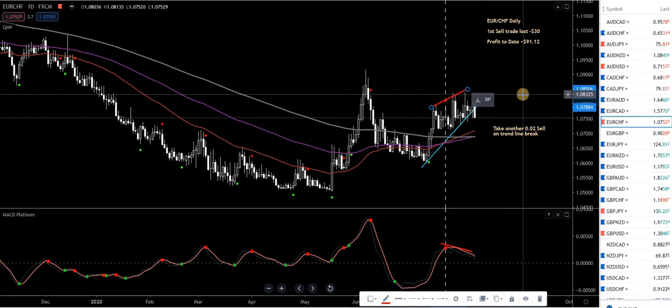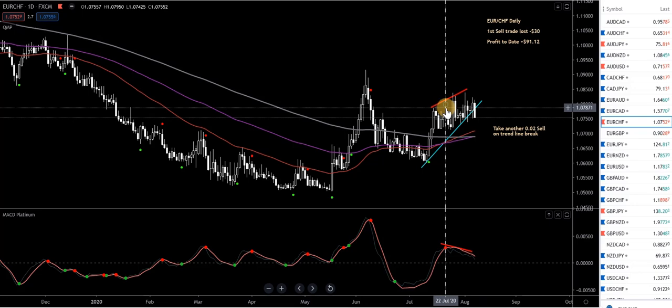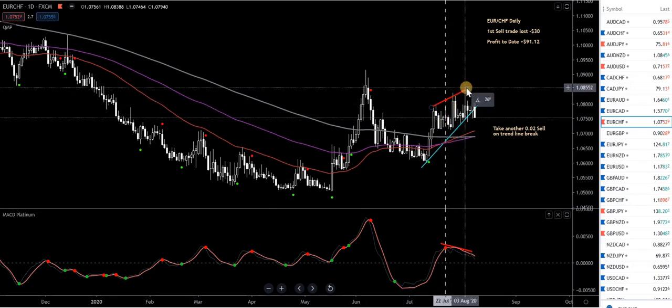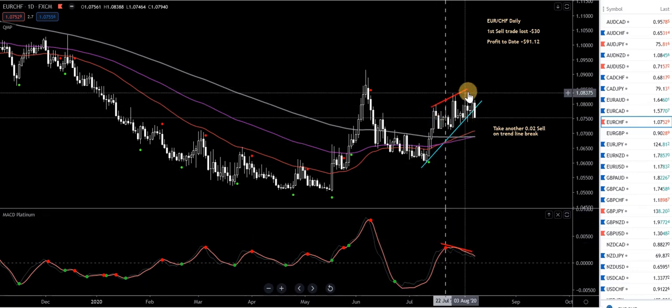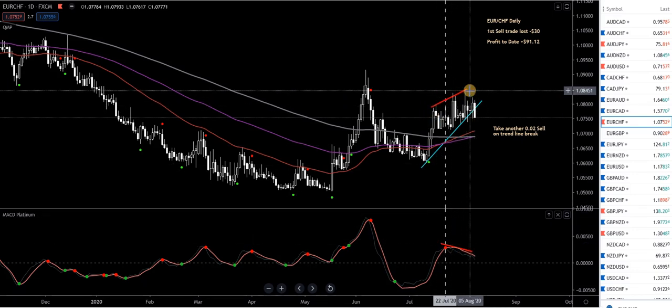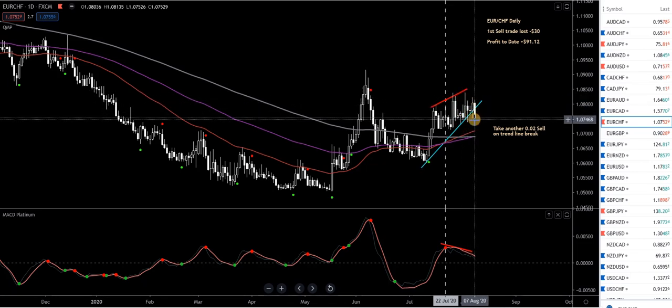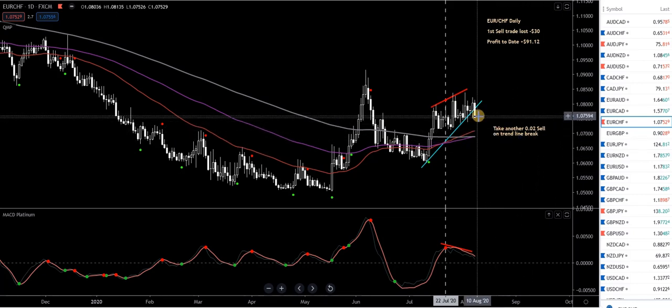Now, this is setting up. I've drawn this trend line across these lows here because that sell signal is still valid. There's been no new buy. Meanwhile, price has gone up and MACD Platinum's gone down, so there's regular bearish divergence. And that trend line was broken on Friday to the downside. So I'm looking at taking another sell on the Monday.